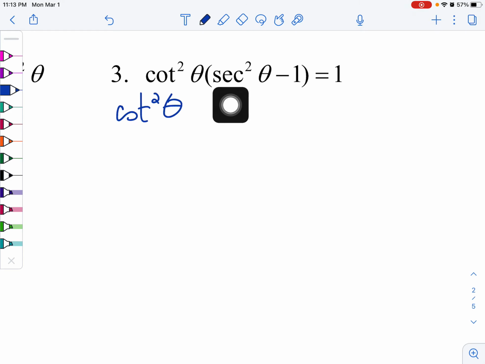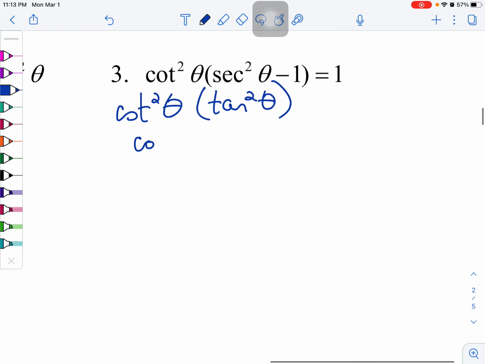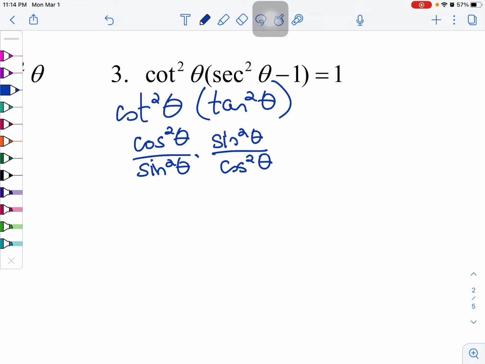So I'm going to leave cotangent squared theta as cotangent squared theta, because I'm pretty sure I can replace this with one of the Pythagorean identities. So secant squared theta minus 1 is really tangent squared theta. So cotangent squared theta I can replace with cosine squared theta over sine squared theta. And then tangent squared theta can be replaced with sine squared theta over cosine squared theta.